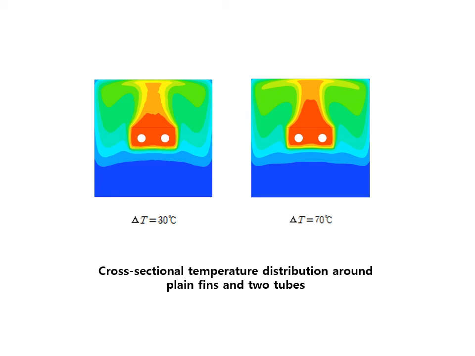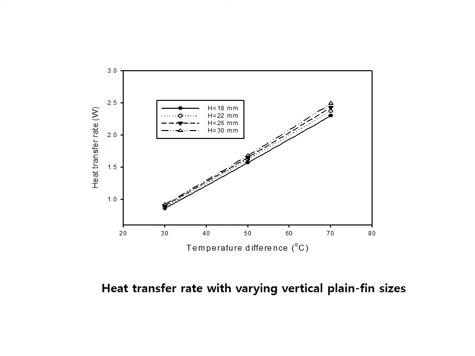And the next one is, in this case, the temperature difference is 30 degrees Celsius, and this one is temperature difference of 70 degrees Celsius. So in this case, you can see a higher temperature profile along the flow direction. The next one, heat transfer rate with varying vertical plane pin size. So we change the H values like this one. But in this case, as you can see in here, the temperature effect or heat transfer rate effect is not so big.